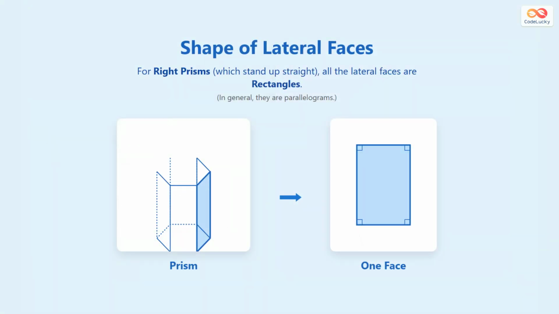What shape are these lateral faces? In a right prism, which is a prism that stands straight up, all the lateral faces are rectangles. Even if the base is a triangle or a pentagon, the sides connecting them will always be rectangular. This is a key property to remember.